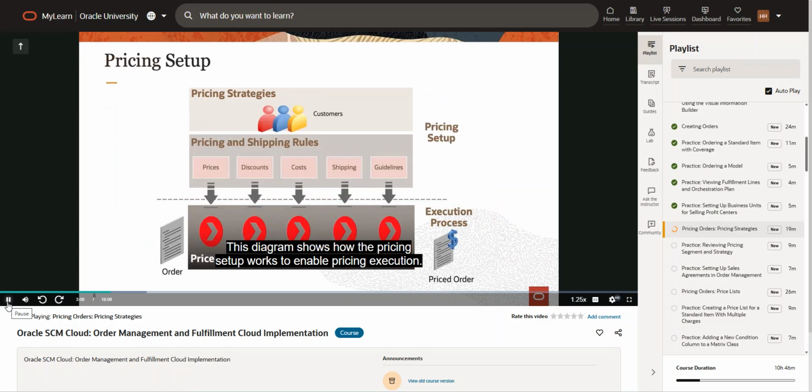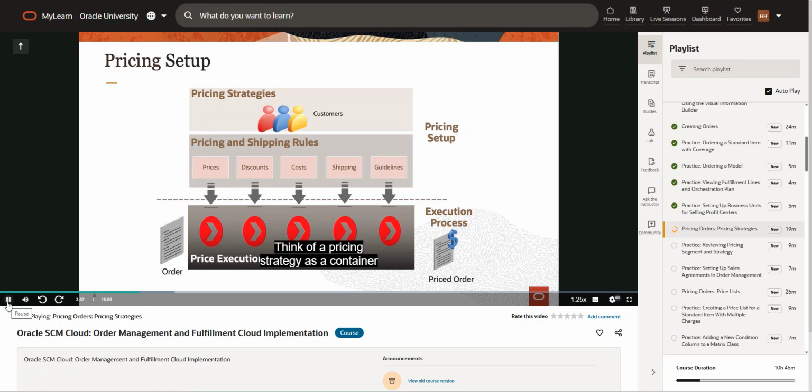This diagram shows how the pricing setup works to enable pricing execution. With pricing administration, you have the flexibility to create your own pricing processes that match your company's pricing methods. Pricing in Oracle gives you powerful tools to design targeted pricing rules and processes that support your corporate pricing strategy. Here's how it works. First, pricing administrators look at their customer base and group customers with similar buying habits into pricing segments. Next, they evaluate the right price points and rules to match the business and revenue goals for each segment. Some of these pricing rules might include price lists, discount lists, cost list, shipping charge list, and pricing guidelines. You group these rules together into a pricing strategy, which defines how pricing will work for a particular order.